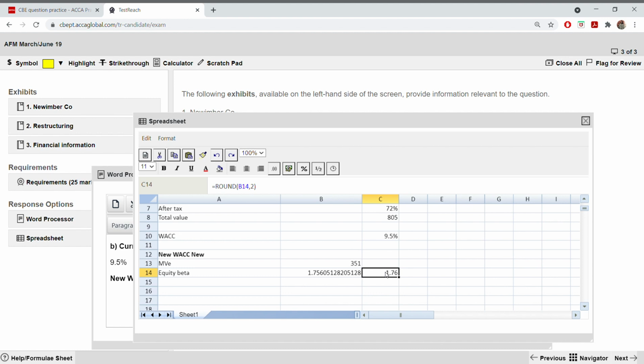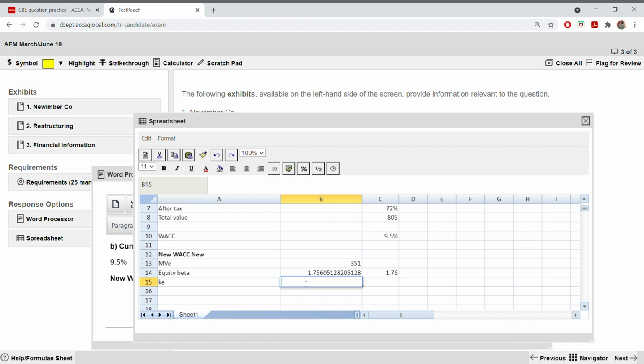Next, what is the next? From here, you have found the equity beta. What else? Once you find the equity beta, next always is cost of equity. No doubt about it. So it is KE. KE means cost of equity. So in KE, what should you use? The CAPM formula.